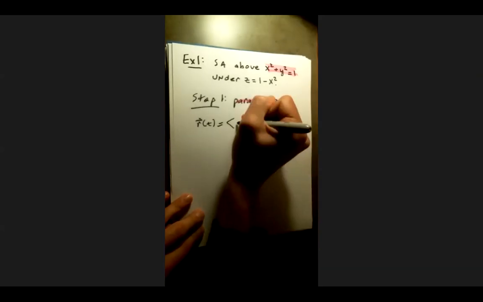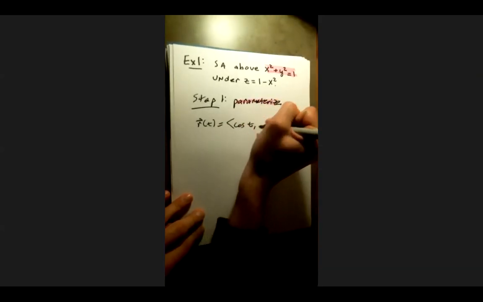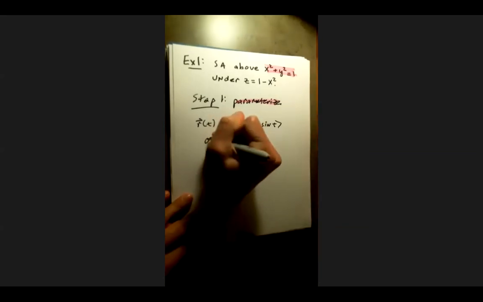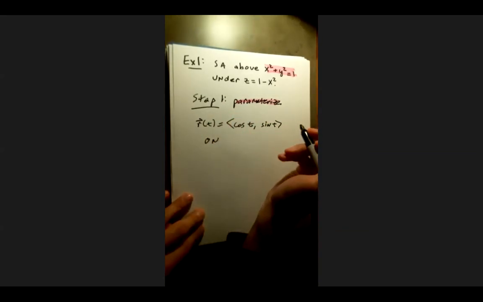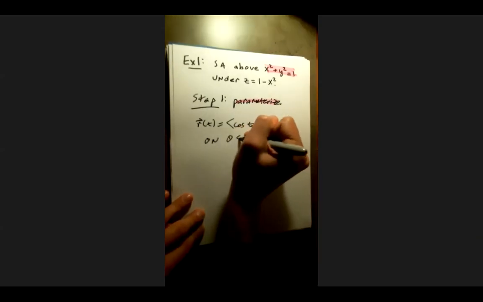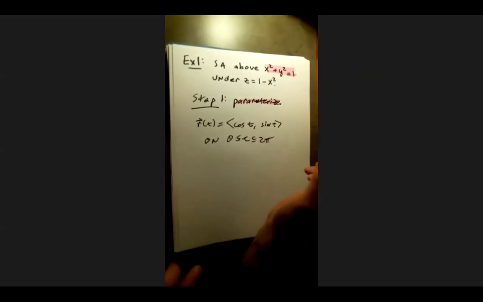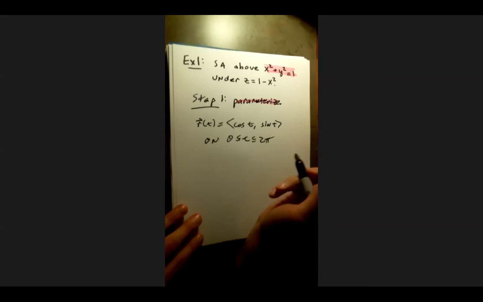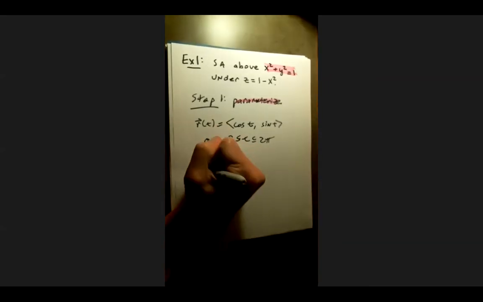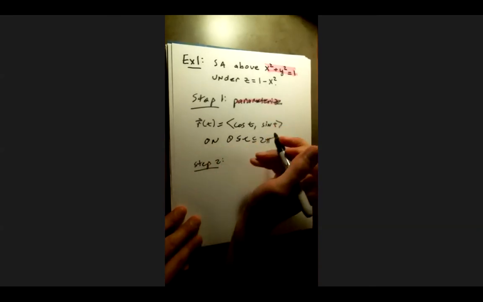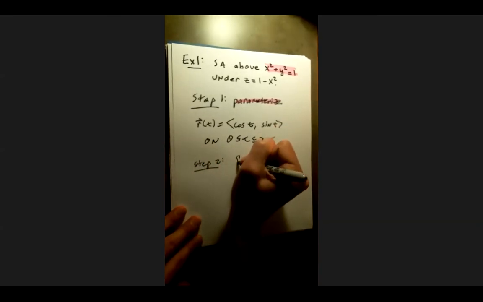Cosine of t, sine of t. Cosine t, sine t, and whenever we parameterize, we also have to give where the parameters live. So where do the parameters live? 0 to 2 pi. Yep. Okay. So step 1, we parameterize. Easy money. Step 2, we're going to find our ds.